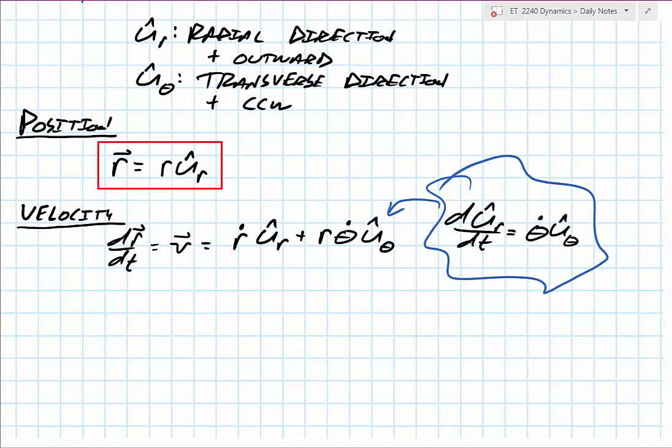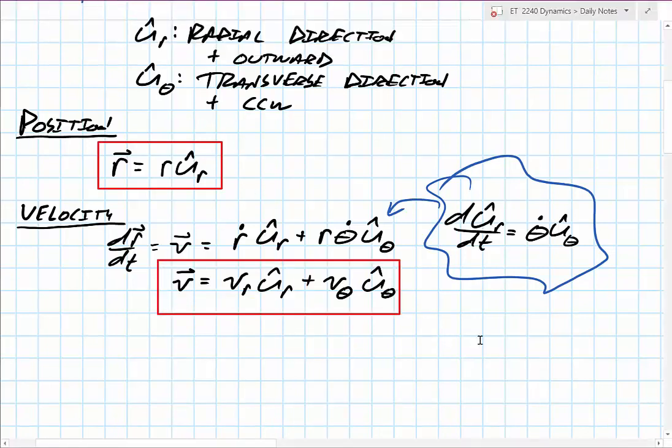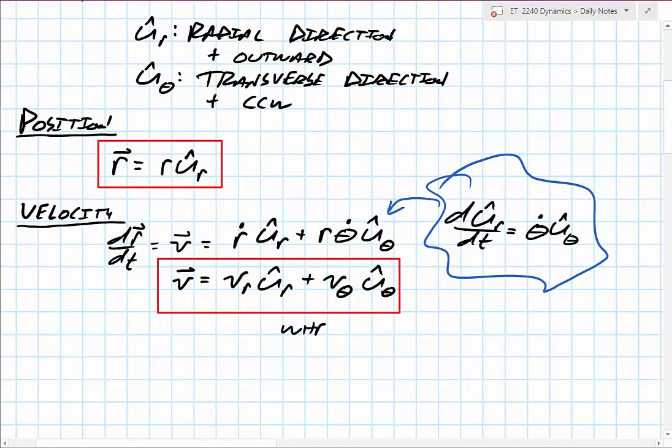So substituting in some terms, I can say that my velocity vector is equal to r dot, my velocity in the radial direction, times u r hat, plus my velocity in the transverse direction times my unit vector in the transverse direction. This is the form that I like to leave it in, with this extra bit where I define my velocity in the r as equal to r dot, and my velocity in the theta as equal to r theta dot.